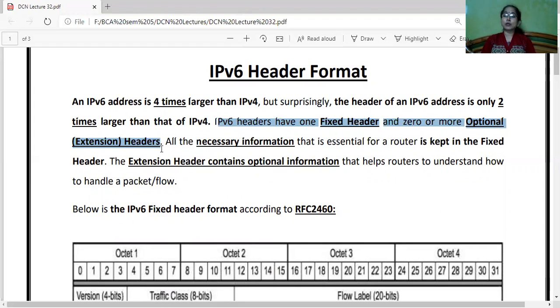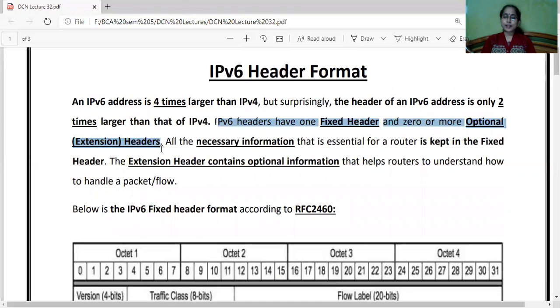In IPv4, the options and padding layer in the header format was attached to my IPv4 header. It was optional, but the header was always there. Okay? It was a part of a single layer. In IPv6, we find that there are two kinds of headers. One is the fixed header and the other one is the extension header.